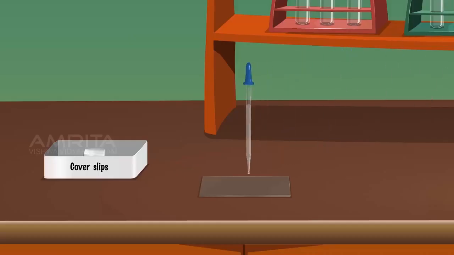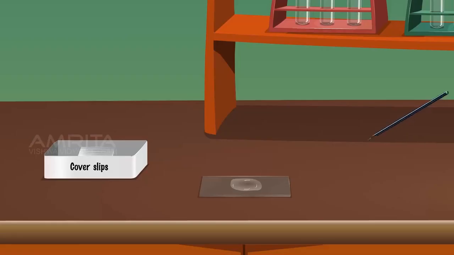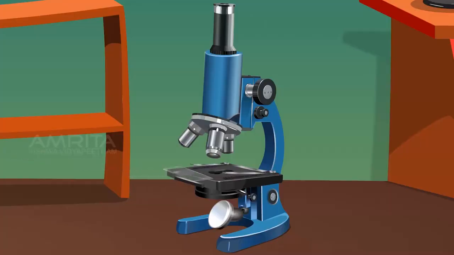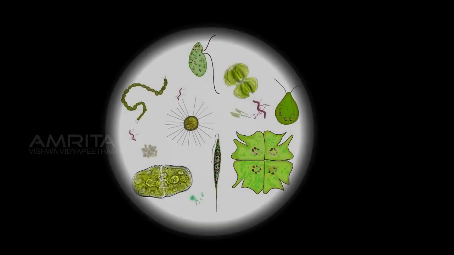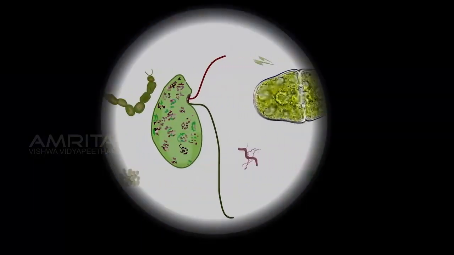Drop water to the center of a clean glass slide. Take a cover slip and place it gently with the aid of a needle. Remove the extra water using a filter paper. Place this glass slide on the stage of the compound microscope and view it. We can observe large number of different organisms in a pond water sample.